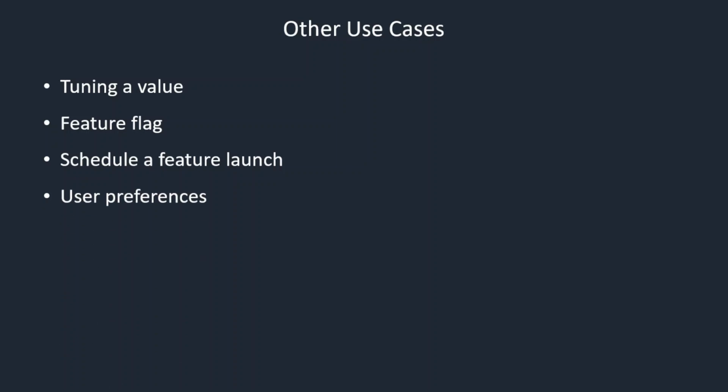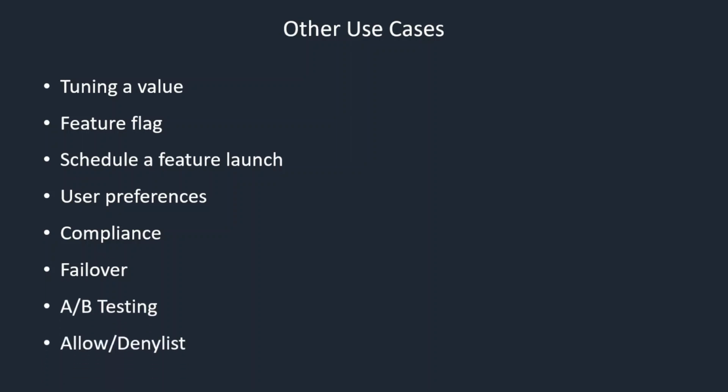User preferences are another way to change how the code is behaving at runtime. There's different compliance and legal laws that we can enforce. Failover can happen with dynamic configurations as well. In the event of a catastrophic failure, we can change how our system's operating and where it's running in. We can also use it for A/B testing. And another popular use case is using it as an allow or deny list.